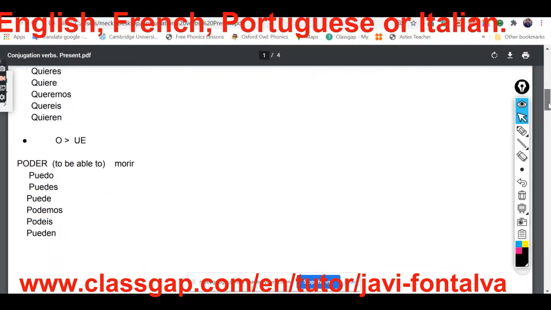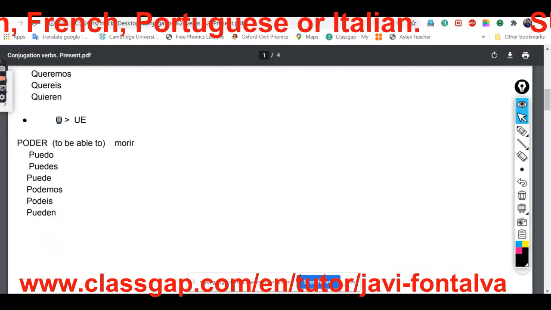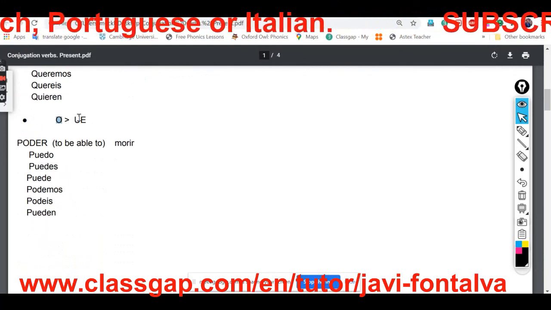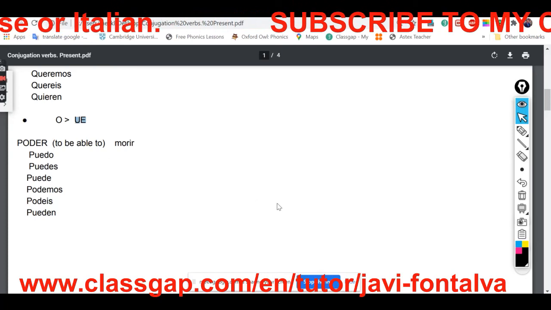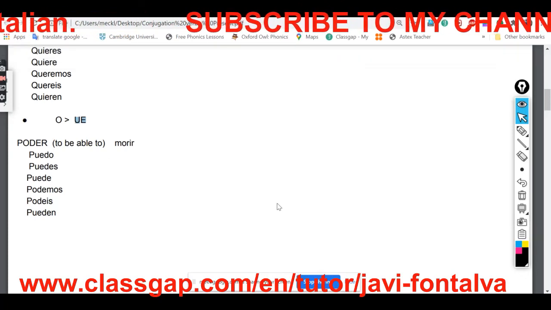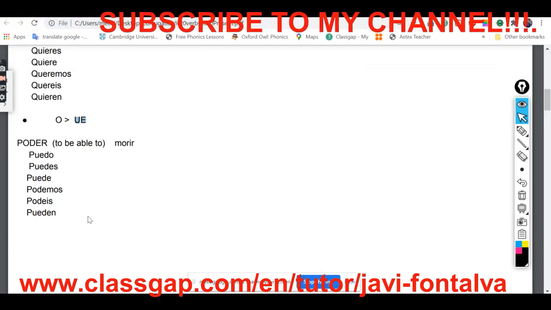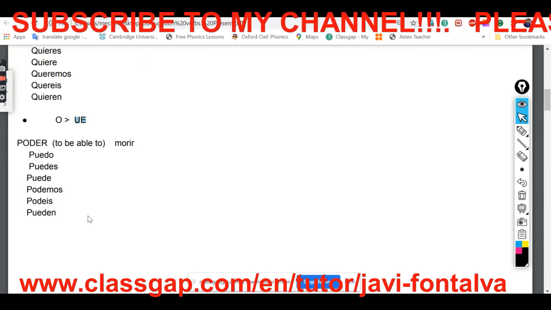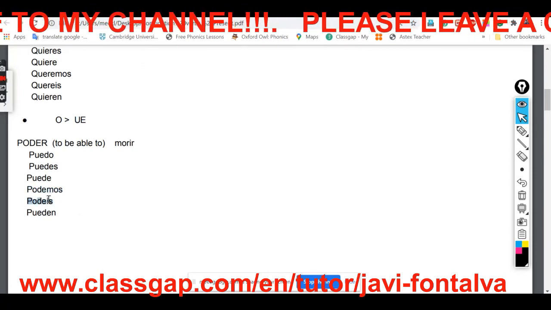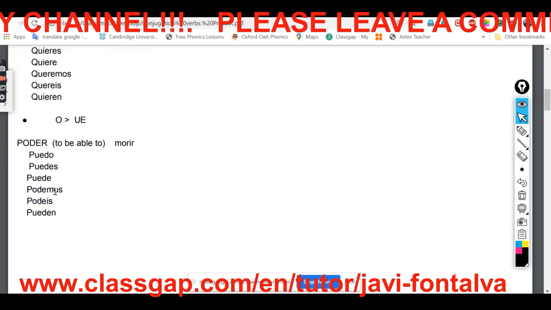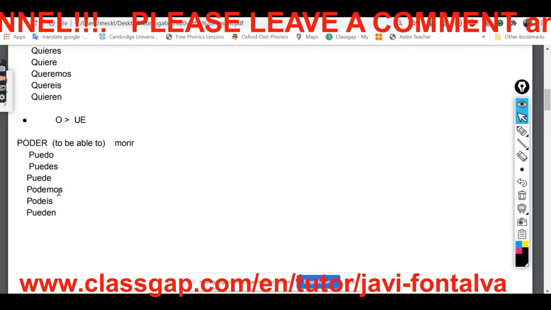For some of the verbs, you're going to have an o becoming a ue. So, for example, poder: you won't say podo, but puedo. And the same I told you before applies. For this one and this one, nothing weird happens. So you basically treat them as regular verbs.